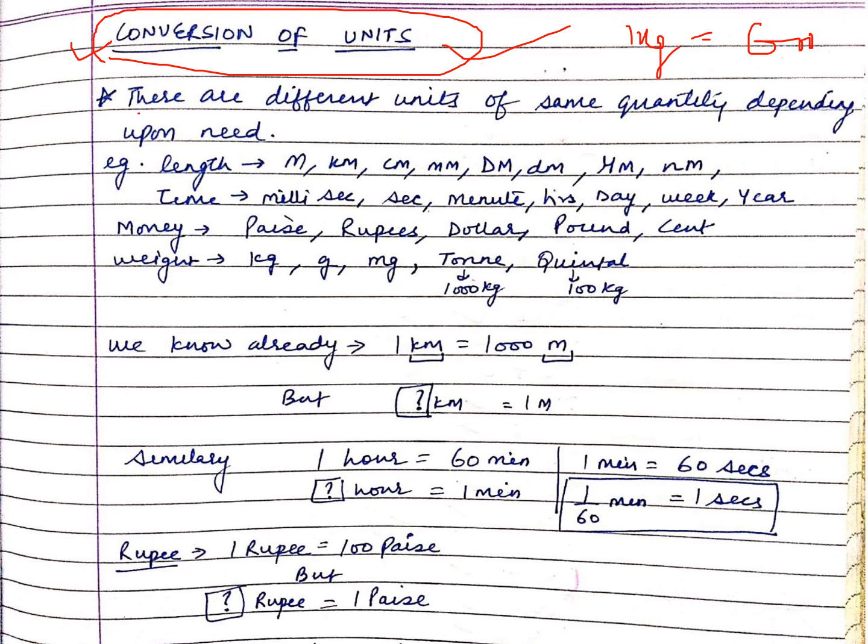There are different units of the same quantity depending upon the need. So, what are the quantities? Suppose first is length. Length is a quantity. It has different units. Sometimes we have seen length as 1 meter, 2 meter, 3 meter. Sometimes we have seen length as kilometers. Sometimes we have seen length in centimeters, millimeters, decameter, decimeter, micrometers, nanometer. These many units of length we have seen.